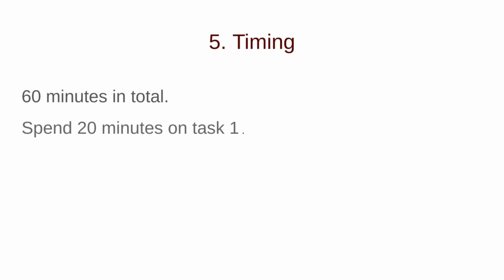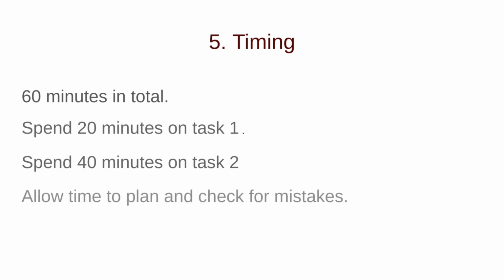Tip number 5. Timing. You have 60 minutes in total. You should spend around 20 minutes on Task 1 and 40 minutes on Task 2. Remember that you have to write more words for Task 2 and it's worth double the points. Also, allow some time to plan your answer before you write it and to check for mistakes afterwards.